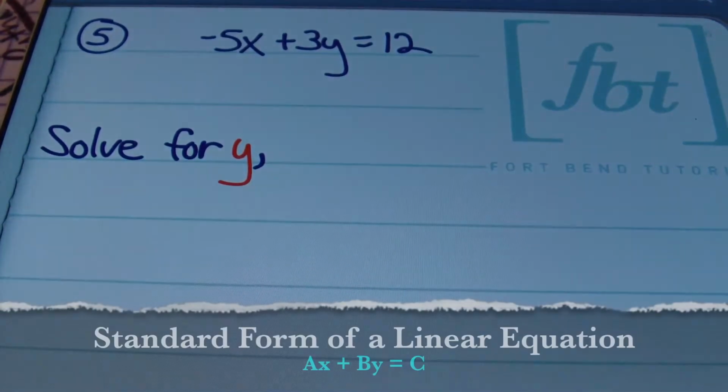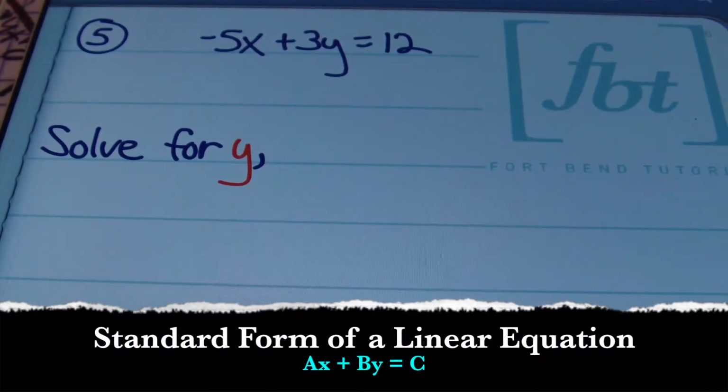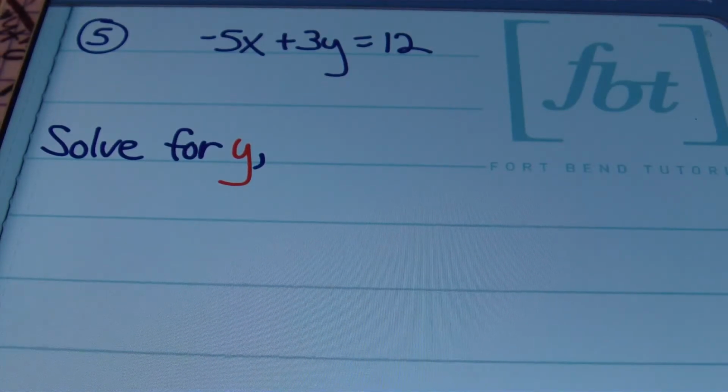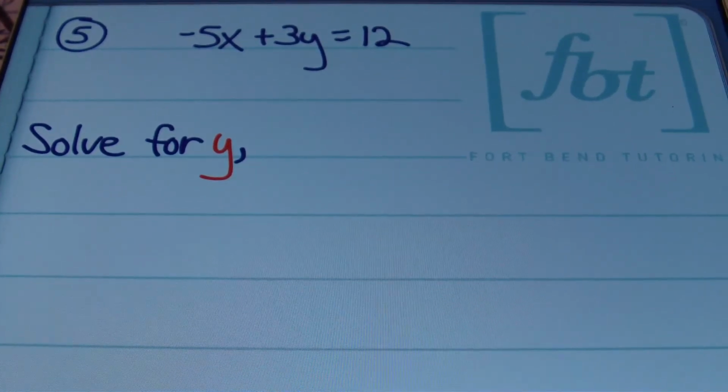In problem number 5, we have negative 5x plus 3y equals 12. Ladies and gentlemen, you're looking at a linear equation right here. And they're asking us to solve for y, something that you'll be asked to do many times in your algebra classes and beyond. So by solving for y, we're going to be able to place this linear equation in slope-intercept form. So that's the purpose of them asking you to solve for y in a problem like this. So let's go ahead and do just that.